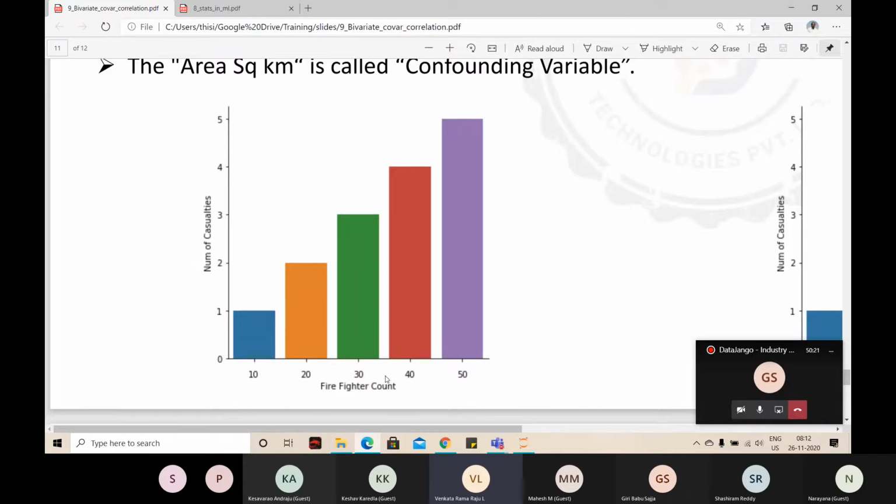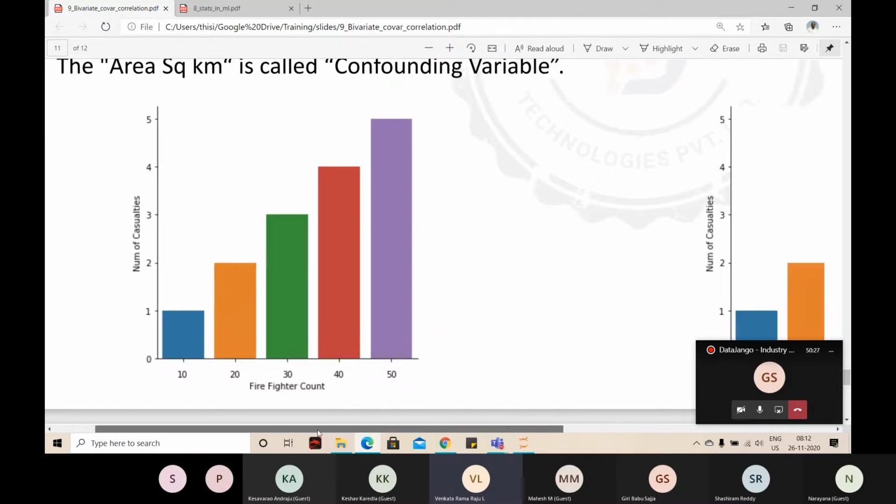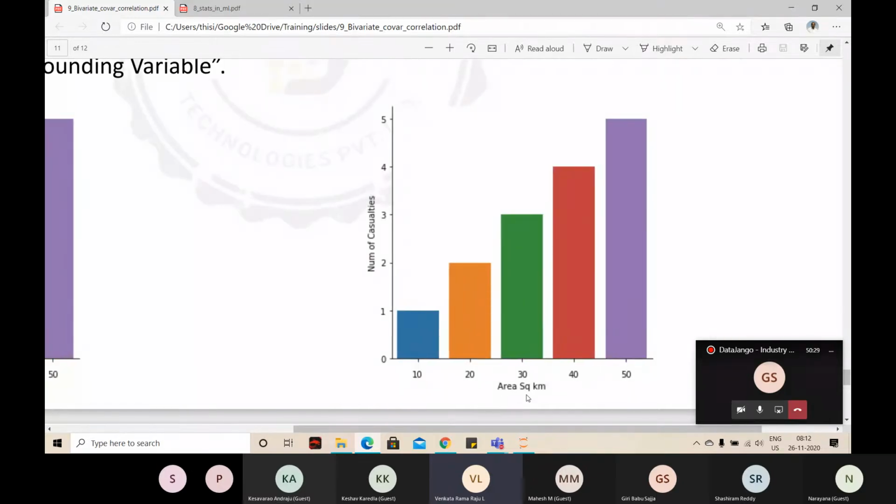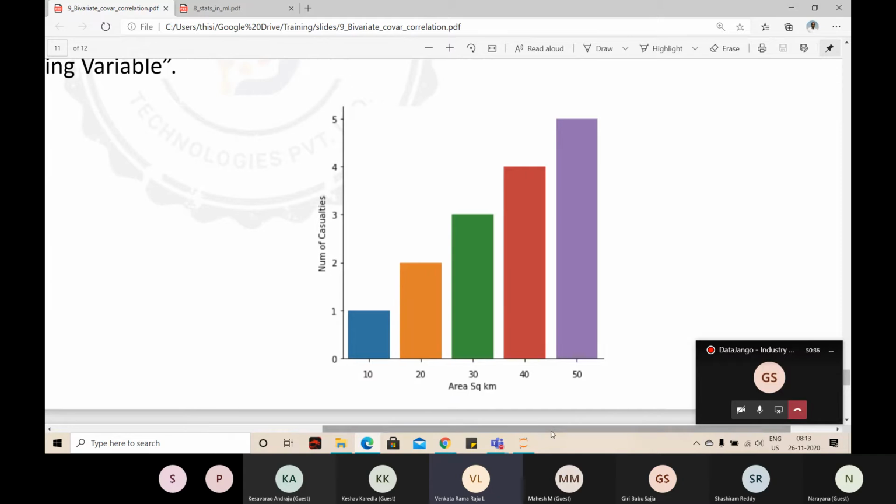So in the data set, there is a number of firefighters column, a number of casualties column, and there is one more column called area in square kilometers, right? If you look at this graph, area in square kilometers and number of casualties, what is it saying?